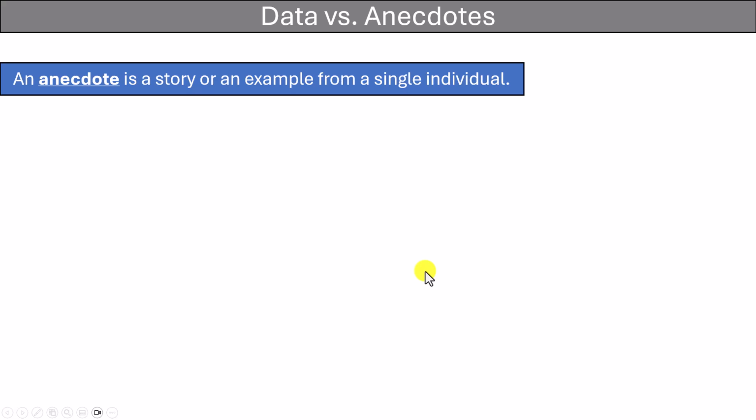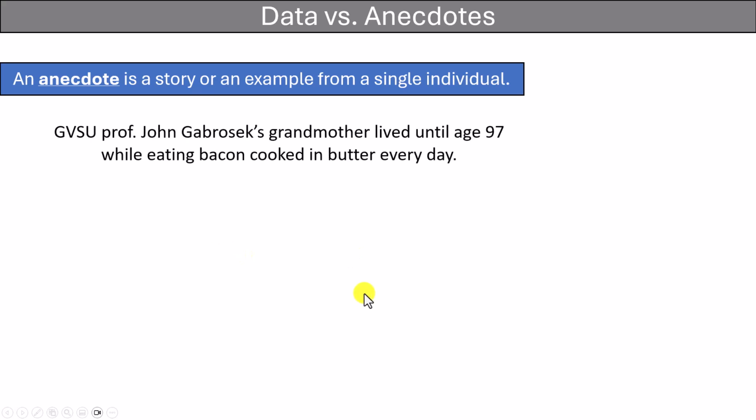Okay, the next thing we want to talk about is the difference between data and anecdotes. You probably have an idea of the difference between those, but let's make the differentiation. An anecdote is just a story or an example from a single individual. Here is an example of that that's given in the textbook.